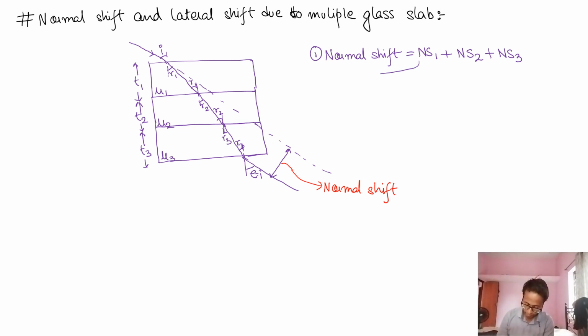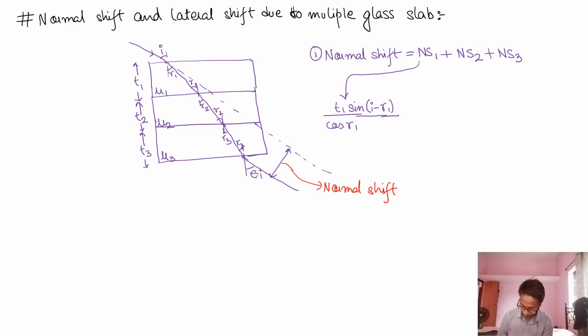So what is normal shift due to glass slab 1? Okay, normal shift is thickness T1 divided by cos of R1, into cos of I. No, sorry, not into cos of I. Cos of I is what? Lateral shift. I'm talking about normal shift. So T1 divided by cos of R1 into sine of I minus R1.